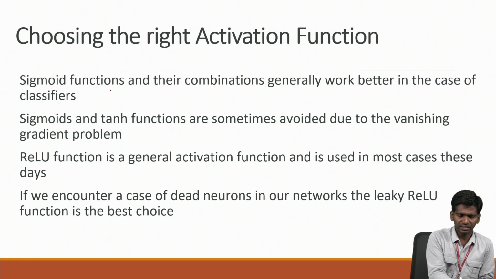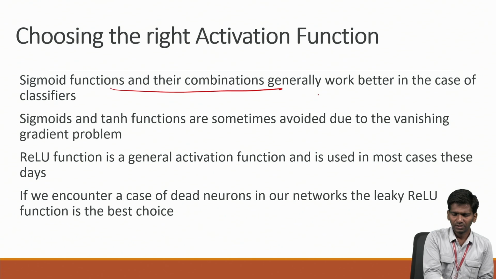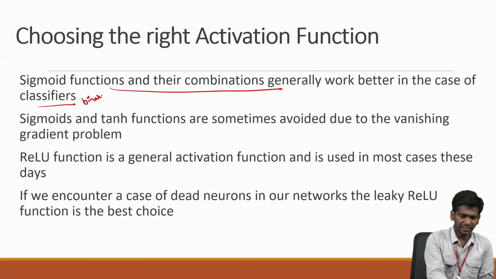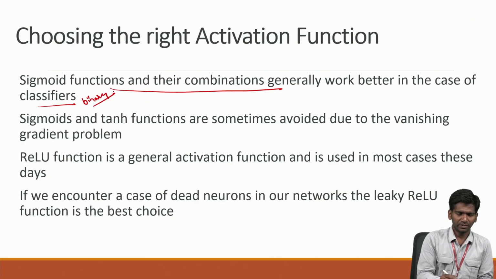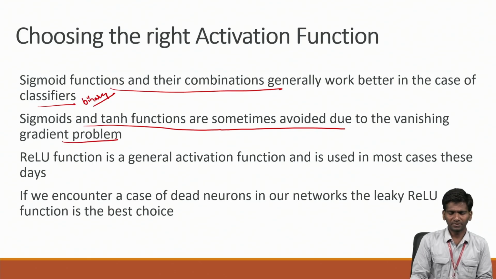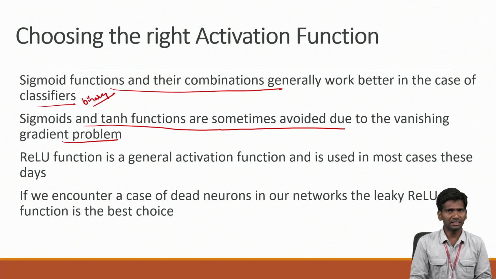Sigmoid functions work on classifiers. If it is a classification problem like binary, we can directly go with sigmoid. Sigmoid and tanh functions are sometimes used for the vanishing gradient problem, but not totally. Even though we are using sigmoid and tanh, in some cases there will be a vanishing gradient problem. In that case, ReLU will be used.